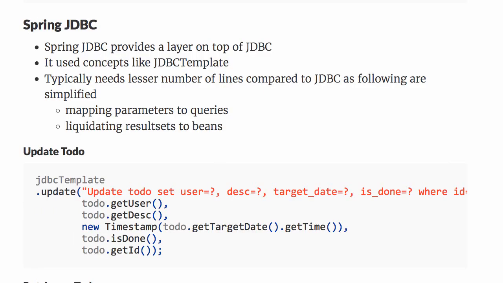What Spring JDBC did was it tried to provide a layer on top of JDBC. Instead of using low-level things like statement, prepared statement, and other things, Spring JDBC said, I'll provide you a JDBC template. You use the JDBC template.